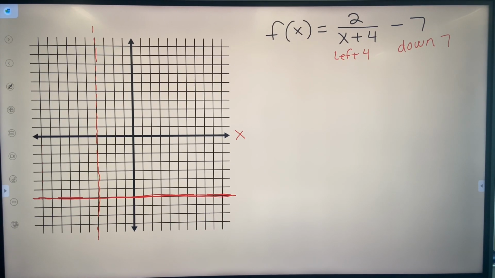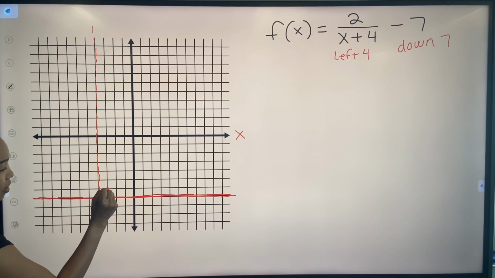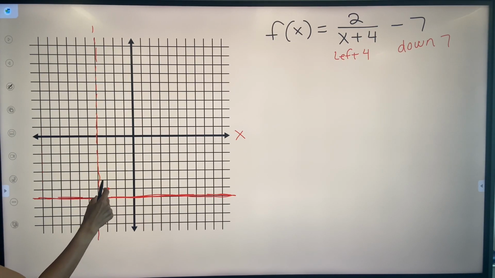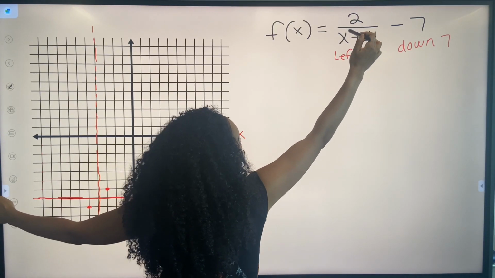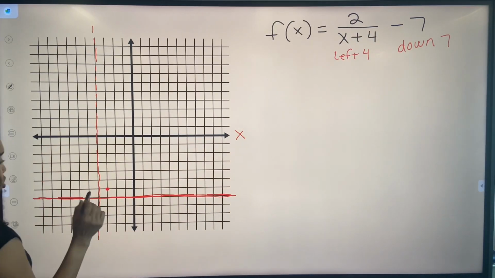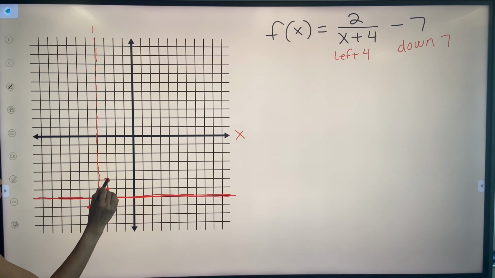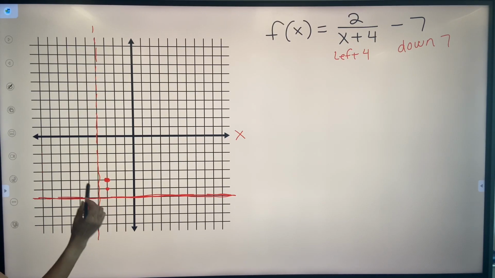Okay, now normally you have a point here and here, right? One little space away. However, you vertically stretched by 2. So instead of being here, you're going to be 2 spaces away from that asymptote. And then you can just sketch the graph.